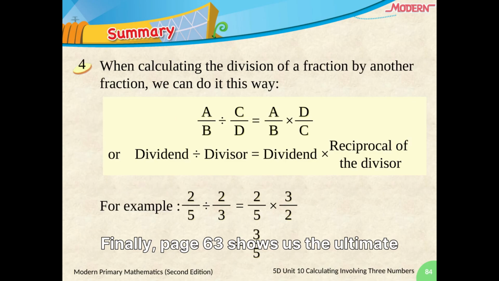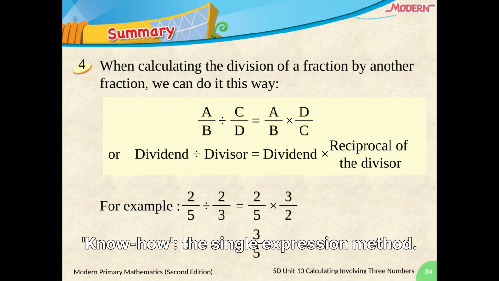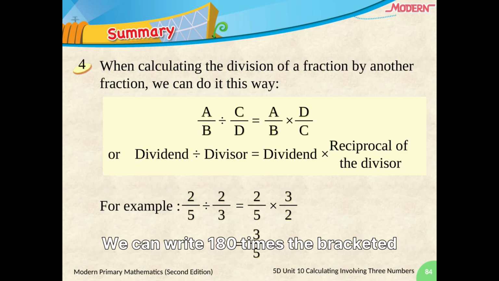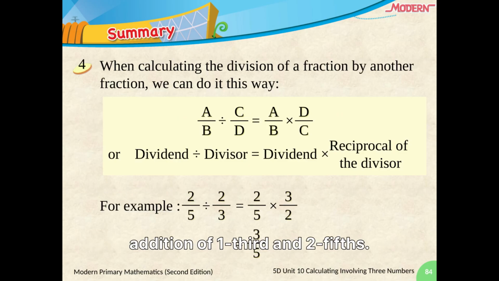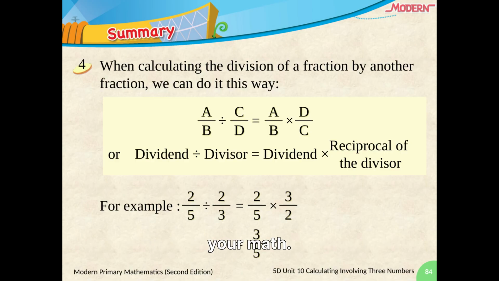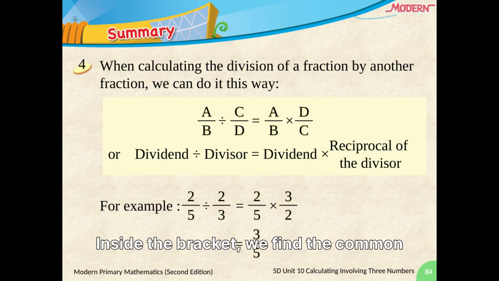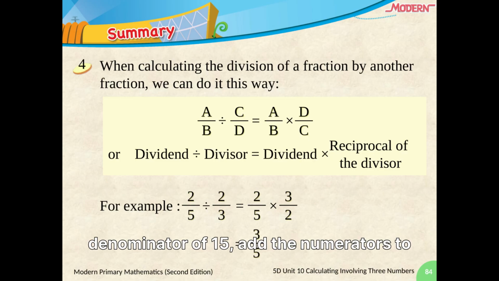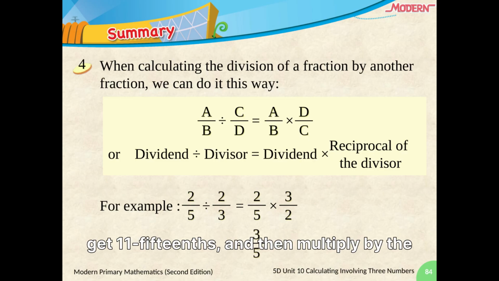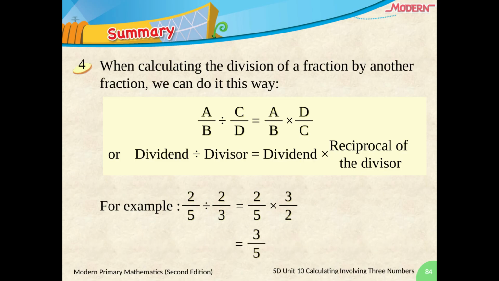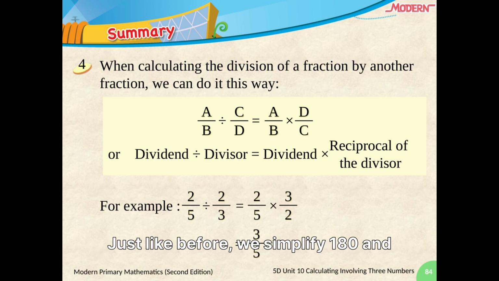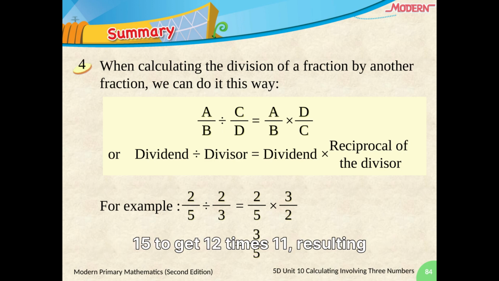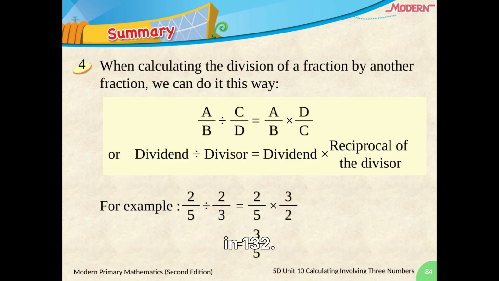Finally, page 63 shows us the ultimate know-how, the single expression method. We can write 180 times the bracketed addition of 1/3 and 2/5. This is method 2 for addition. It's the most professional way to write your math. Inside the bracket, we find the common denominator of 15, add the numerators to get 11/15, and then multiply by the total. Just like before, we simplify 180 and 15 to get 12 times 11, resulting in 132.